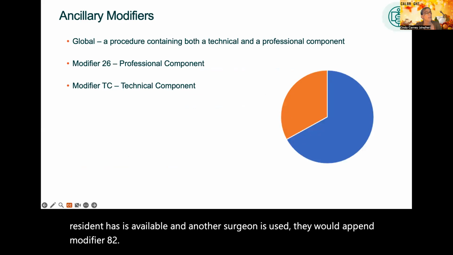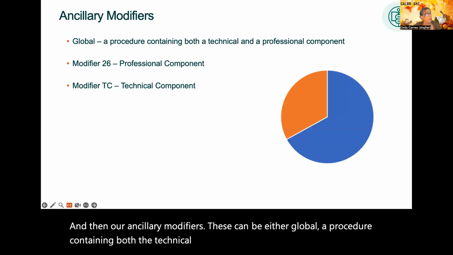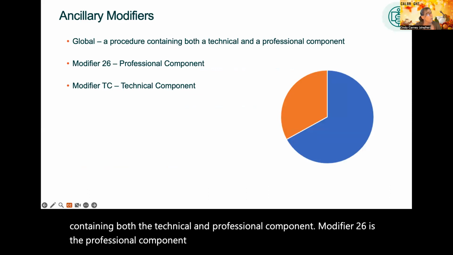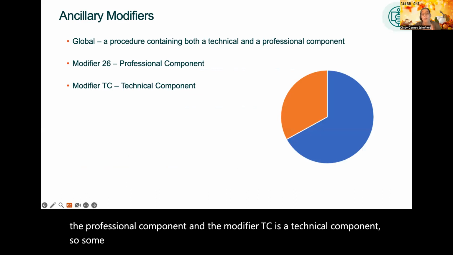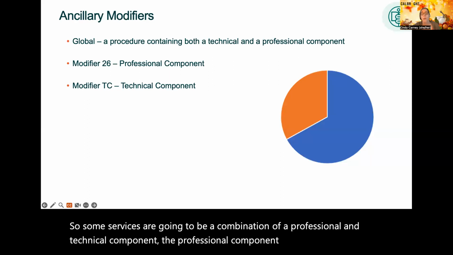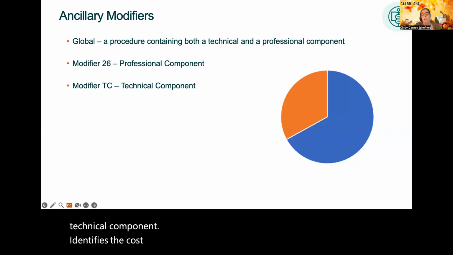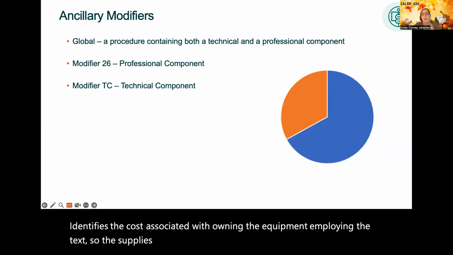And then our ancillary modifiers. These can be either global, a procedure containing both the technical and professional component. Modifier 26 is the professional component, and the modifier TC is the technical component. So some services are going to be a combination of a professional and technical component. The professional component identifies the work of the physician to perform, read, interpret, or supervise the service, and the technical component identifies the cost associated with owning the equipment, employing the tech, so the supplies, the equipment, the overhead, etc.